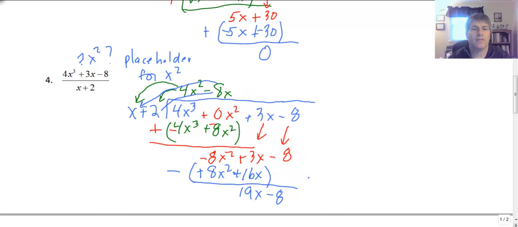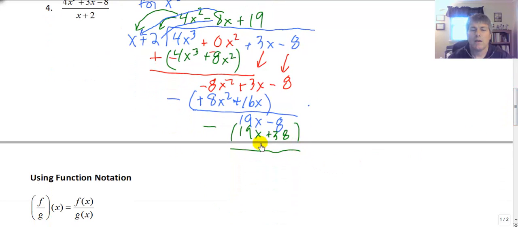And I start that process all over again. How many times does x go into 19x? Well, it goes in 19 times. Multiply back, 19 times x gives me 19x. 19 times 2 is positive 38. I subtract this entire quantity. So I have to change all my signs and add, and I get a negative 46.